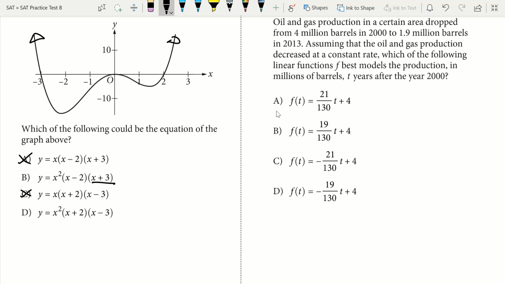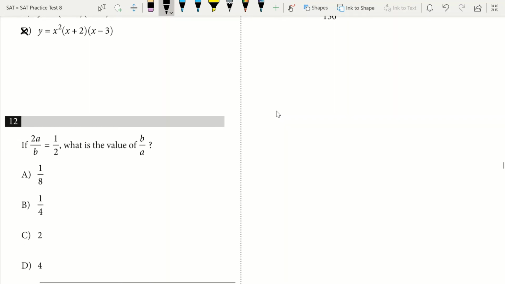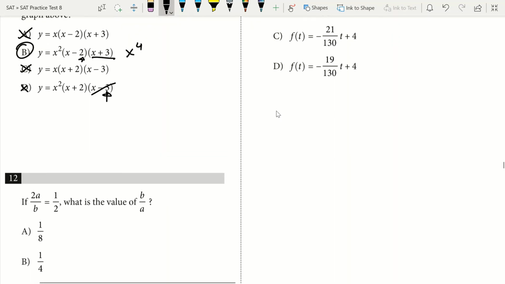I see x plus 3, so I have to have a 0 at negative 3, which I do here. I see x minus 2. I have to have a 0 then at 2, and I do. My answer is going to be B, because that's going to be x to the 4th as well, so it goes up. All right, question 12. And I see my roots here aren't what they need to be, so I can get rid of D.